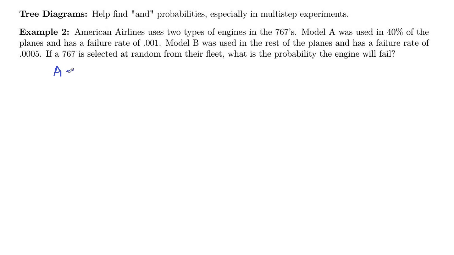So A is going to stand for Model A engine. And then the complement of that event is the rest of the engines, which are Model B. And then the second event is either the engine is going to work or it's going to fail. So let's use W for the engine works. And then the complement event, if it does not work, it fails.